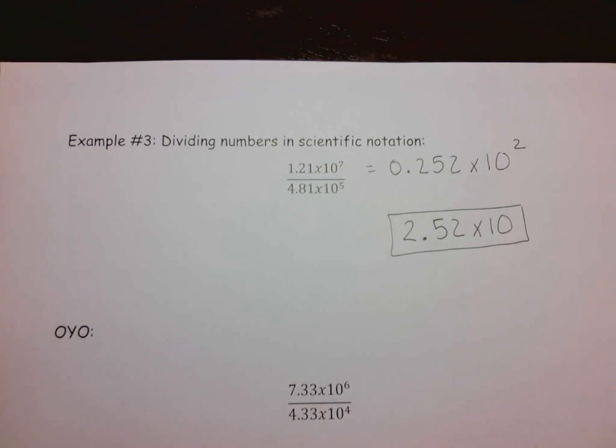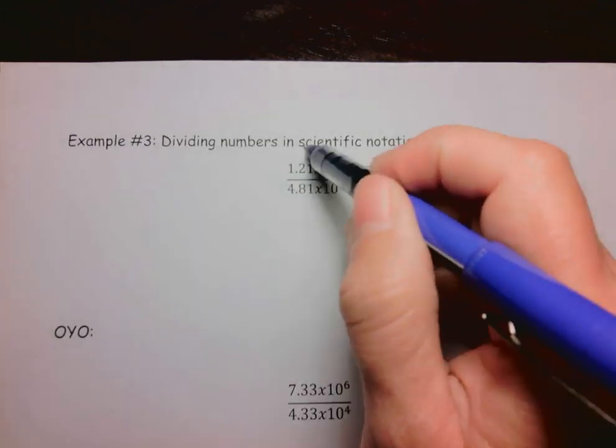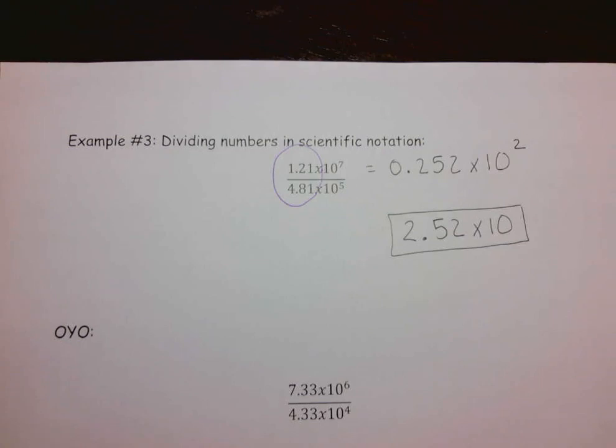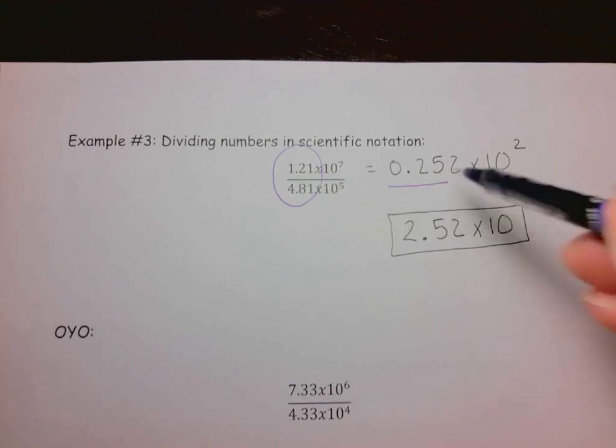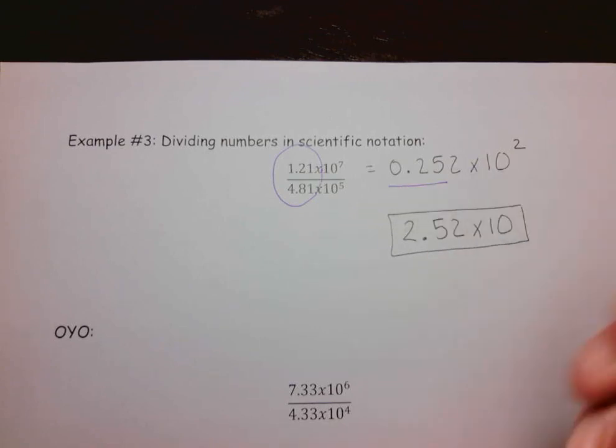And finally, dividing numbers in scientific notation. This is very important for chemistry. The first thing that you have to do is divide everything that's not a base 10. Then you need to go ahead and take your base 10s. What am I doing? I'm dividing powers that have the same base, so I need to subtract the exponents. So this is what I end up with, and then I have to put it in appropriate scientific notation.